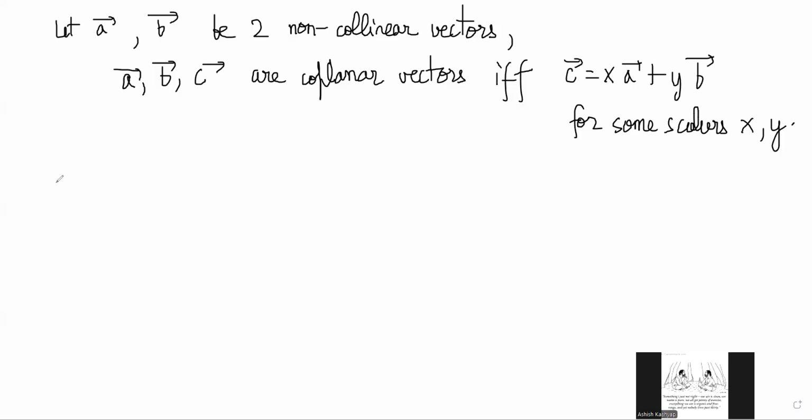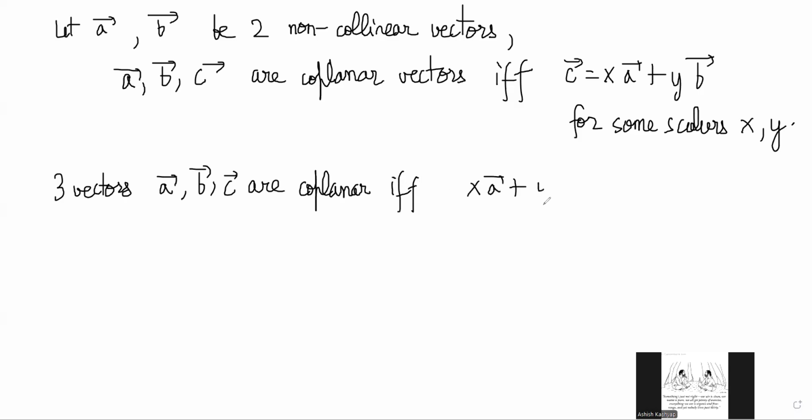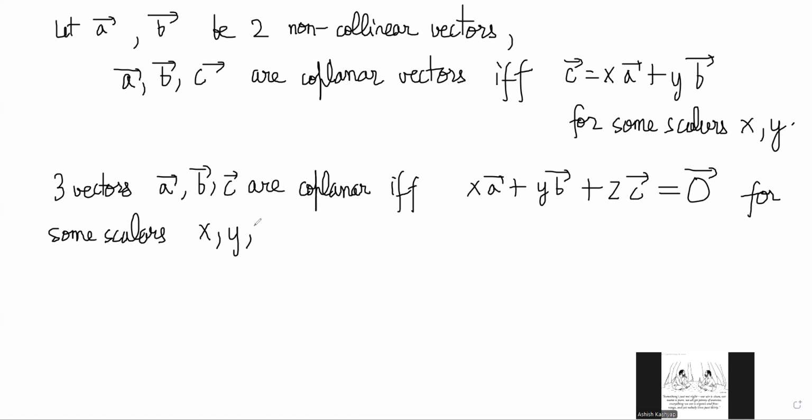Okay. A generalization of this, or a restatement, another way to say this is three vectors A, B, C are coplanar if and only if x times A plus y times B plus z times C is equal to 0 for some scalars x, y, and z, not all 0.